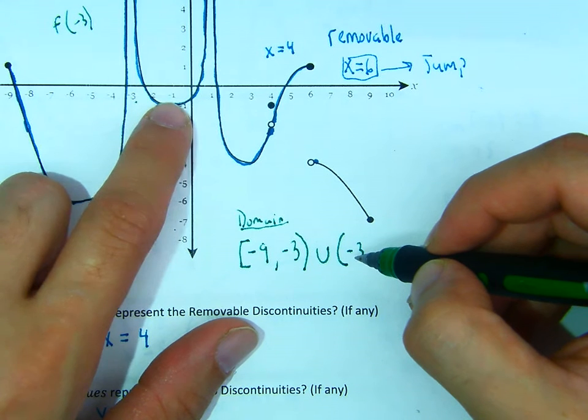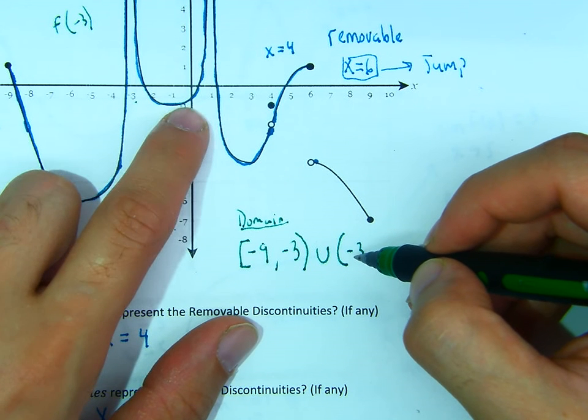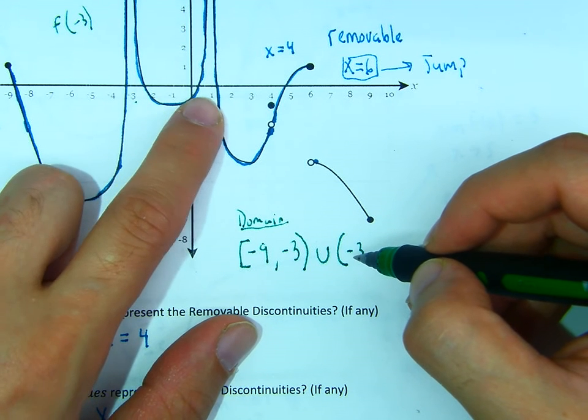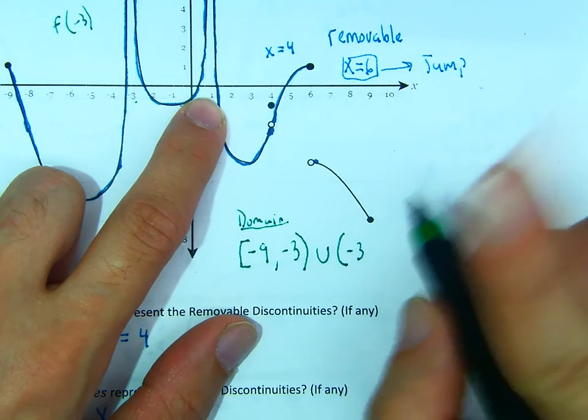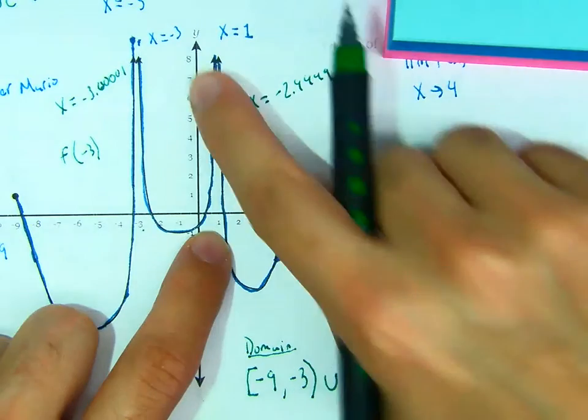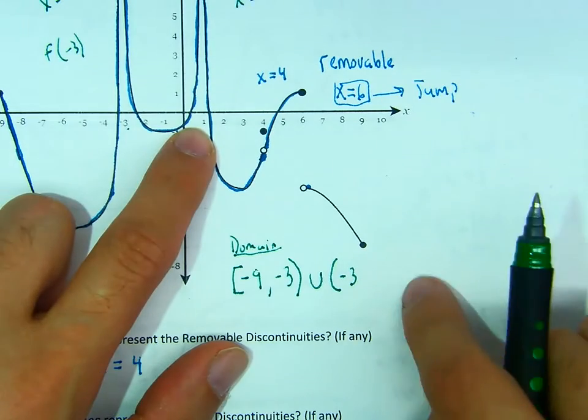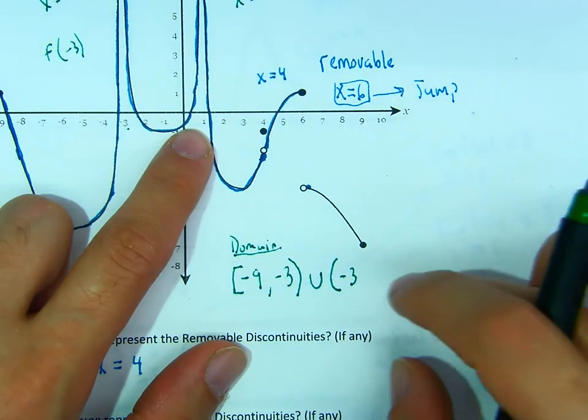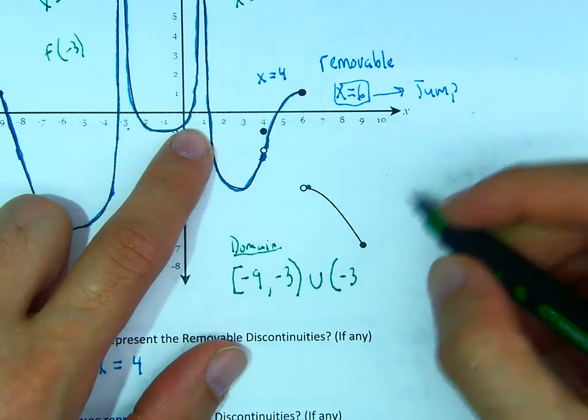Do we have -2? Yes. Do you have -1? Yes. Do we have x equals 0? Yes. Do we have x equals 1? We don't have x equals 1 because at x equals 1, we have an infinite discontinuity. So then how are you going to show the next part? Pause the video and try and show the next part before I do.